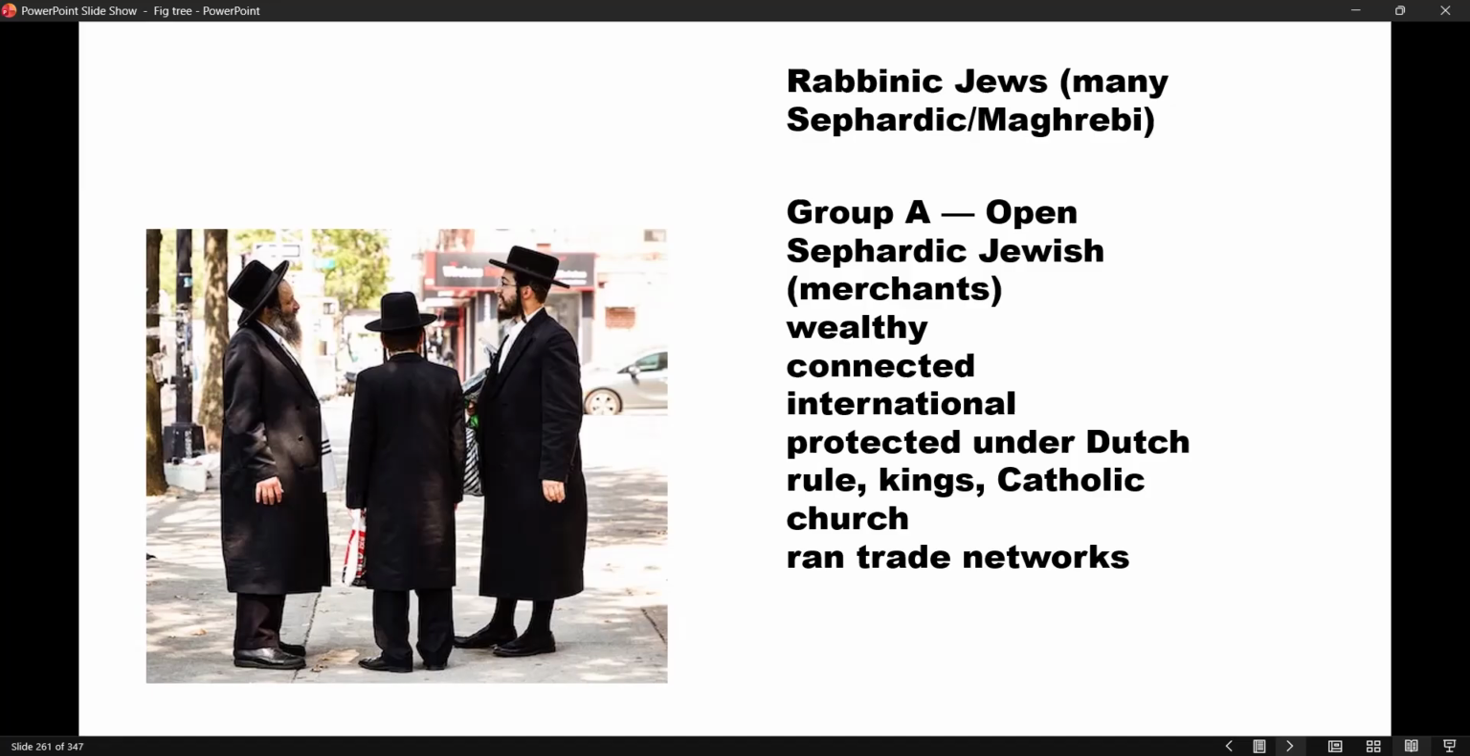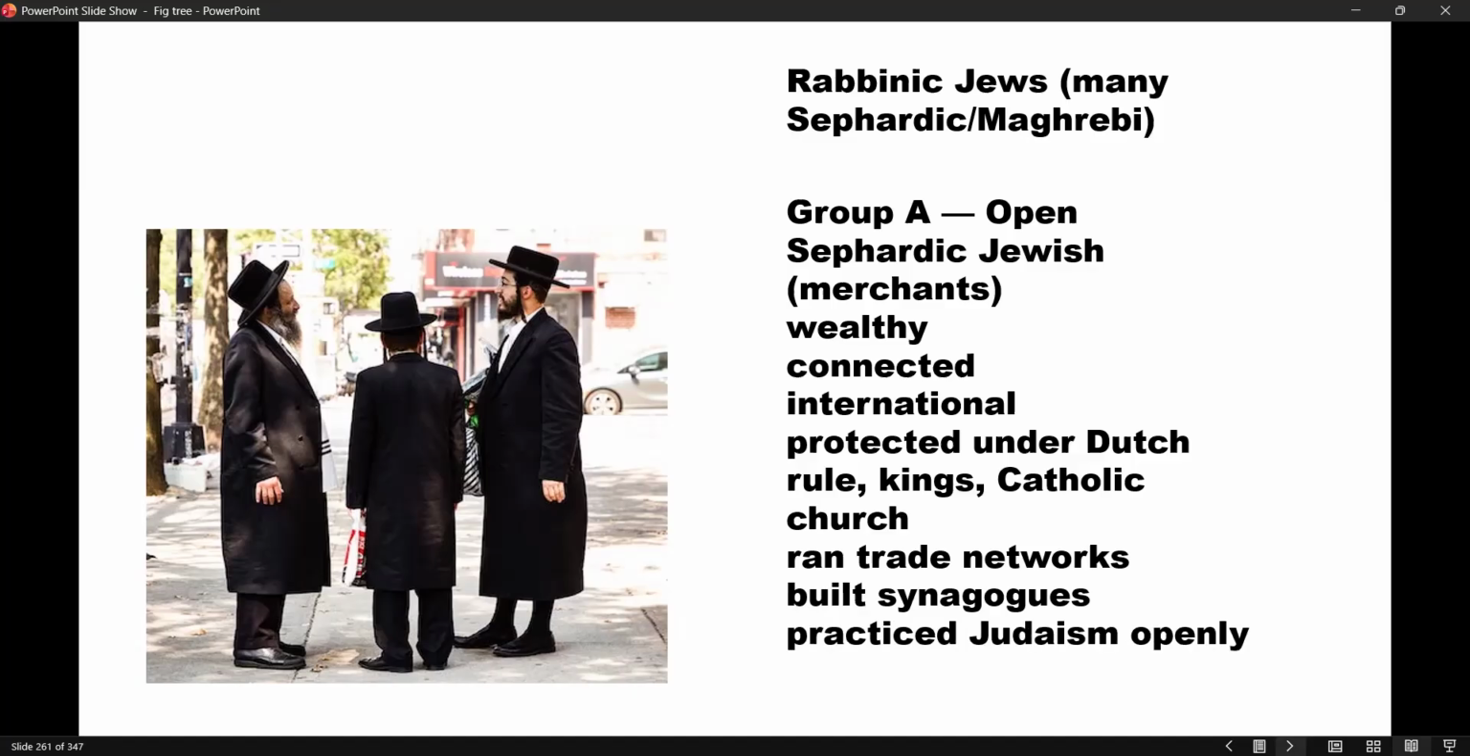Ran trade networks in human flesh and drugs and sugar. That's one of the biggest things, sugar and tobacco, these type of things, and cotton. That's what made them giants. Built synagogues all over the place, because that's kind of like what the United States does with embassies. They do that so they can watch what's going on in each area.